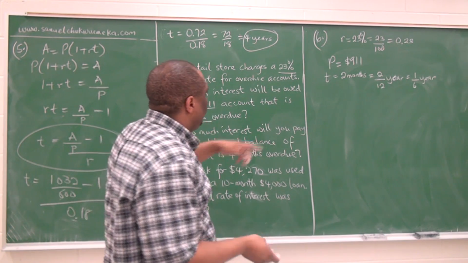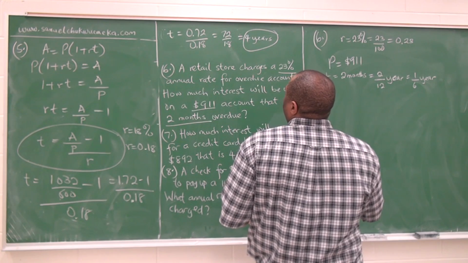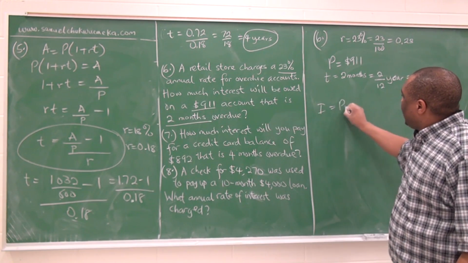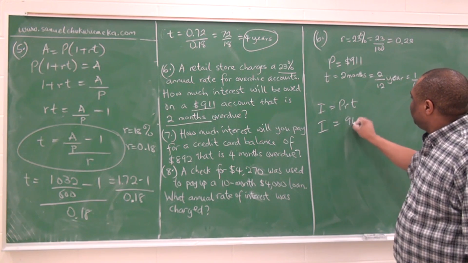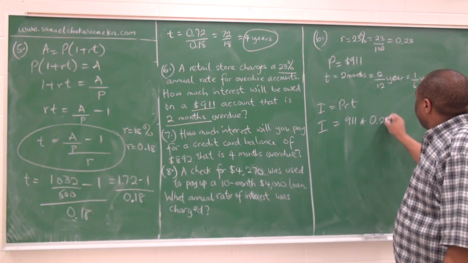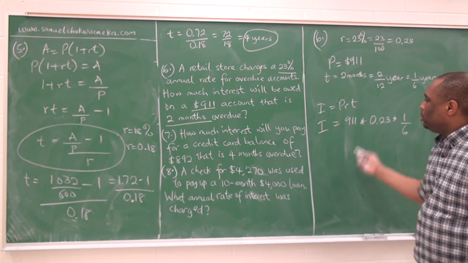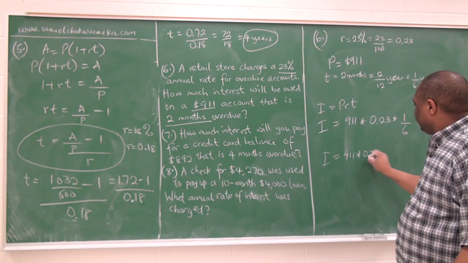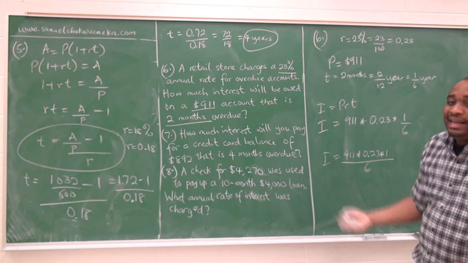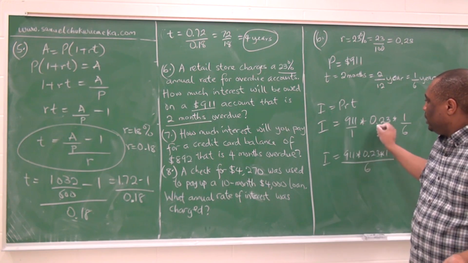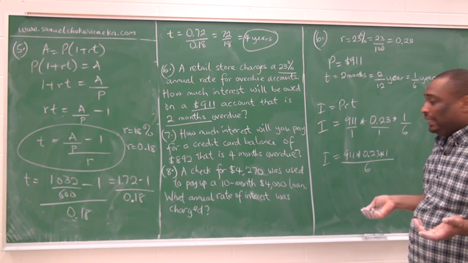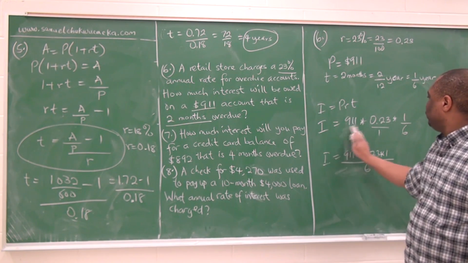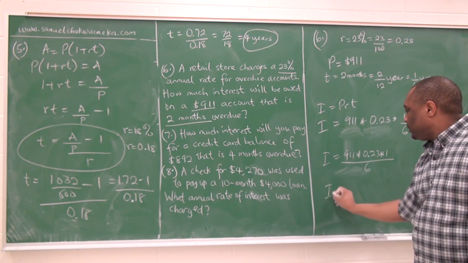So what will it be now? They're asking us for the interest. So this will be I equal to PRT. So I is equal to 911 times R, which is 0.23, times 1 over 6. The simplest way to do this is 911 times 0.23 times 1, all divided by 6, because 911 is like 911 over 1 and 0.23 is like 0.23 over 1. It's the same thing. But I don't want to do it that way. If you like, you do it that way, that's fine. It doesn't hurt. So first of all, we'll do this.